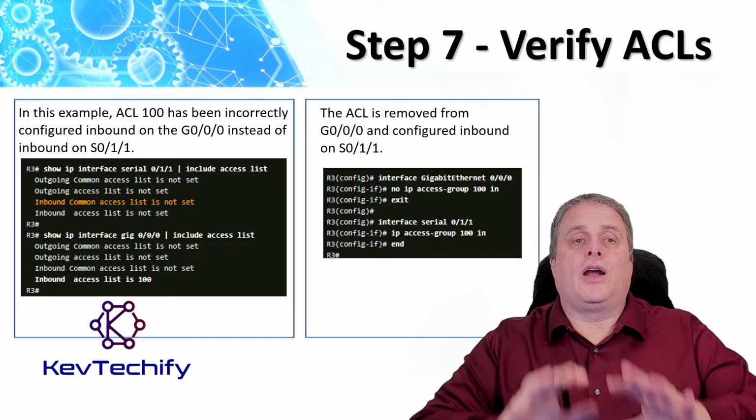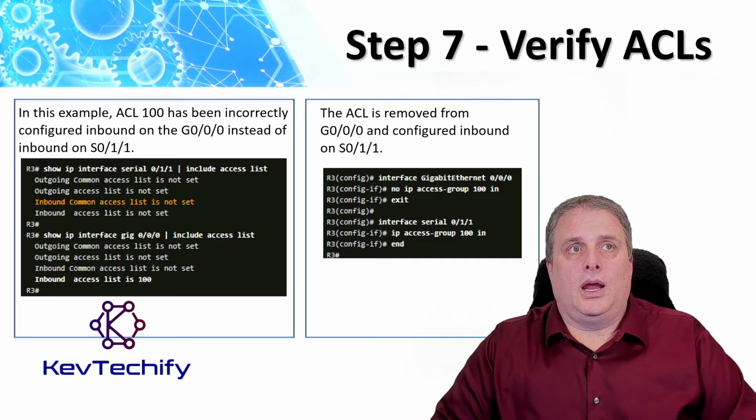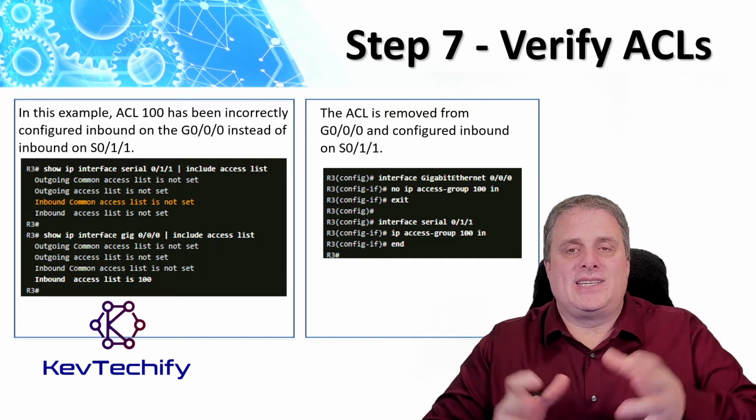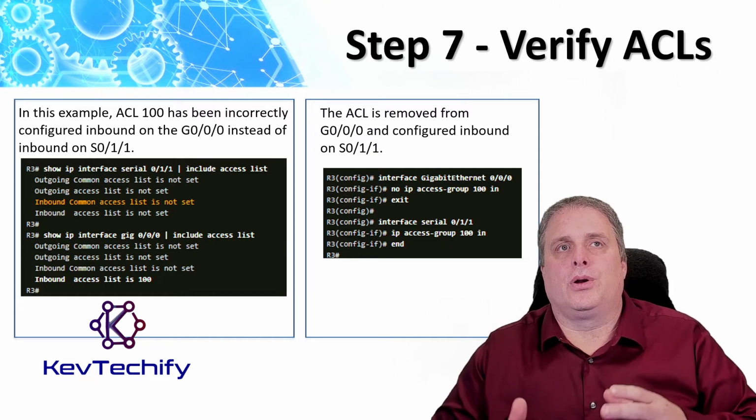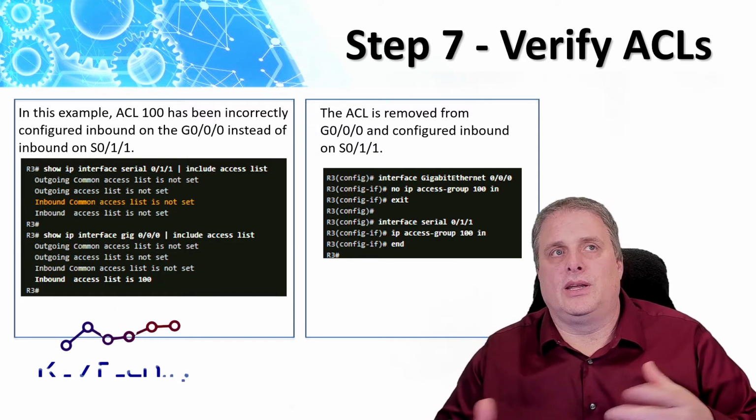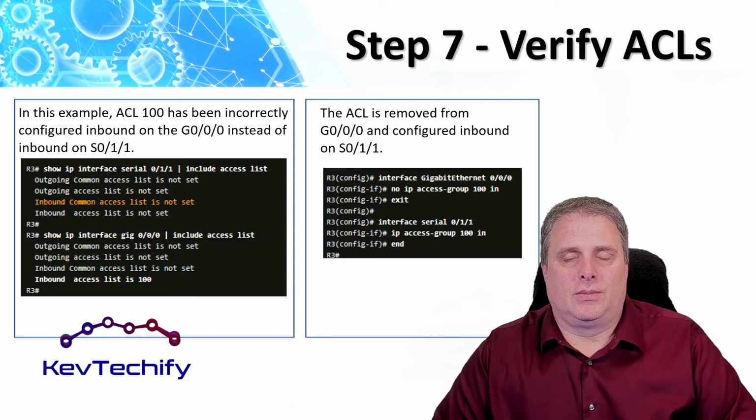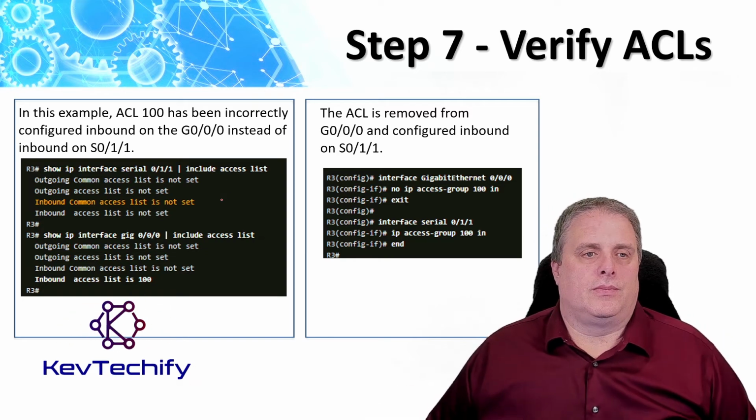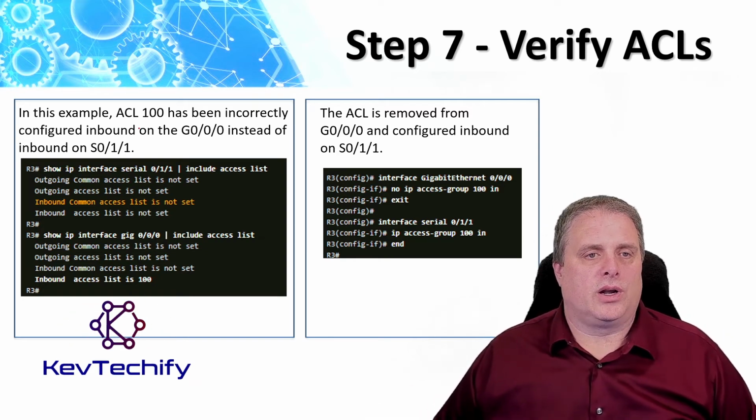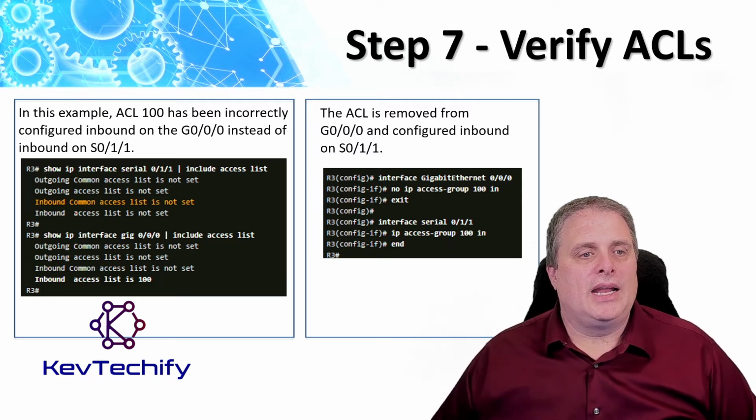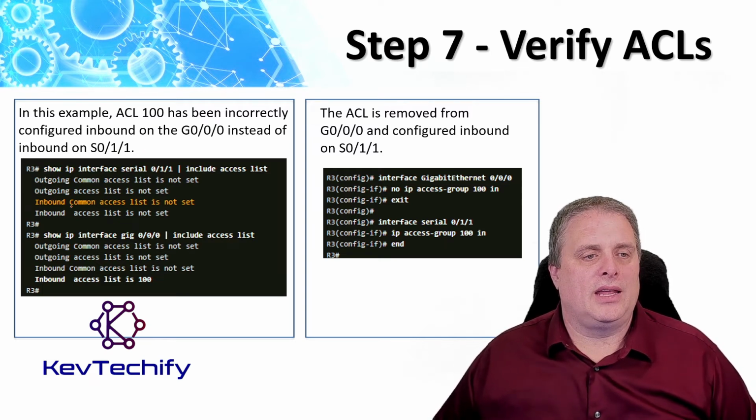Step 7, we look at our access control list. A lot of times ACLs are going to prohibit protocols from passing through an interface in the inbound or outbound directions. Here's a little example. We have access control list 100. We define that, and it's been incorrectly configured on the inbound interface.